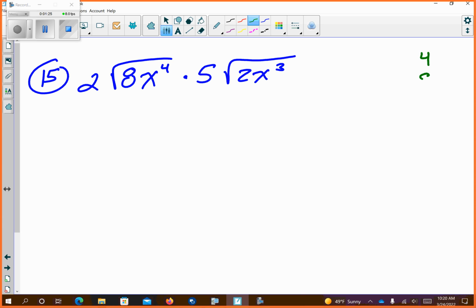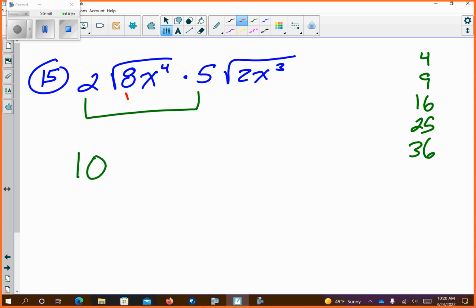perfect squares. 1, 4, 9, 16, 25, 36. Probably don't have to go any further. All right, so as of right now, I'm going to multiply the 2 and the 5 together to get 10. Now, does it make sense on this one for me to multiply the 8 and the 2 together, or should I just break them apart? Why? You're absolutely right, but why? 2 won't break apart. I like it.